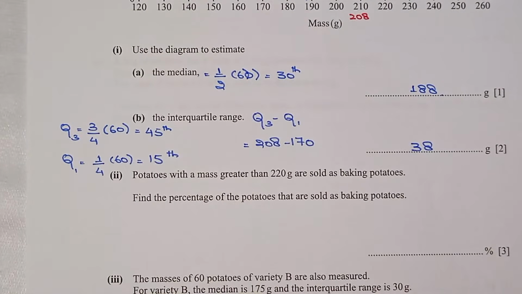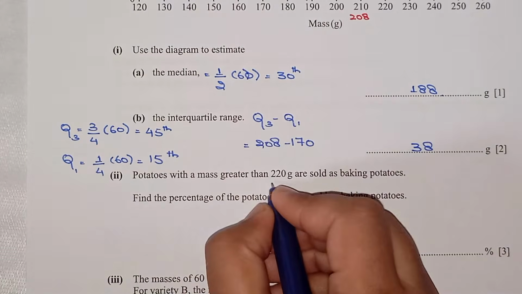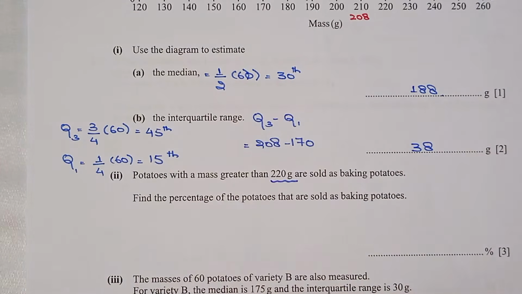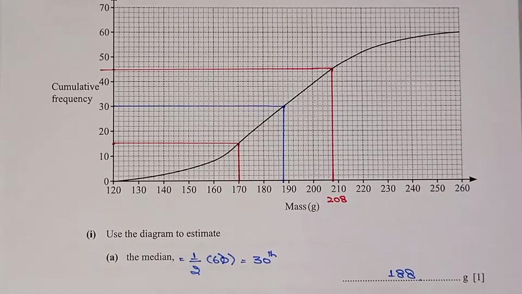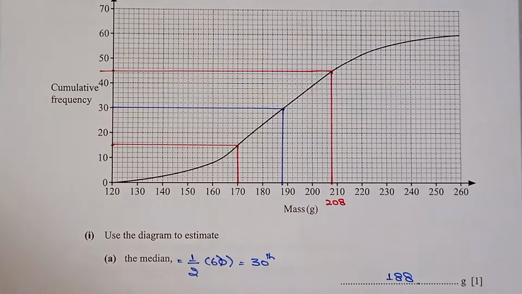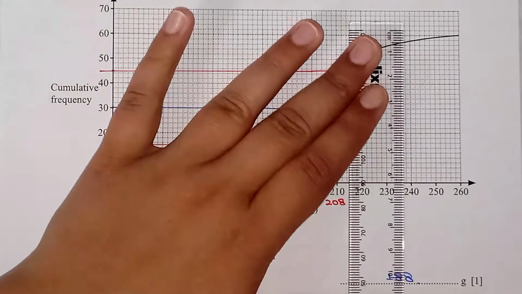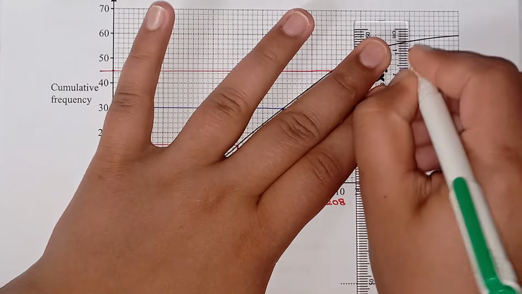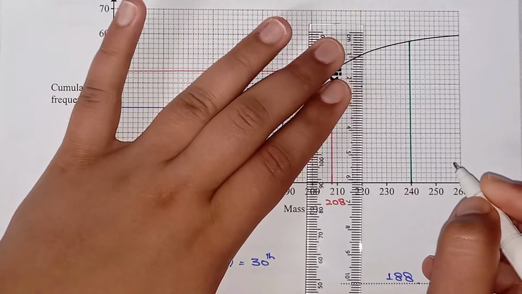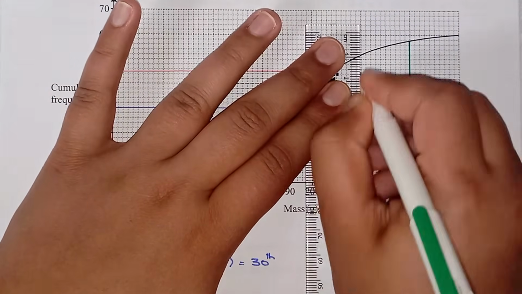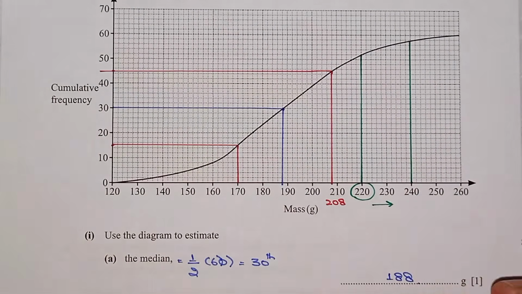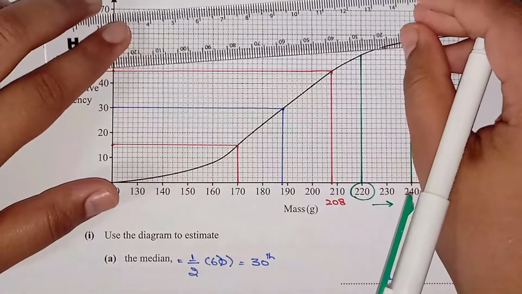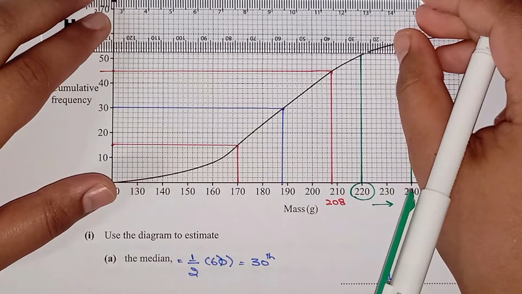Now for the second part, potatoes with a mass greater than 200 grams are sold as baking potatoes. Find the percentage of the potatoes that are sold as baking potatoes. 220 grams. Let me find the cumulative frequency for, sorry, it's 220. I messed up. It's 220. Potatoes having greater than 220 are baking potatoes.